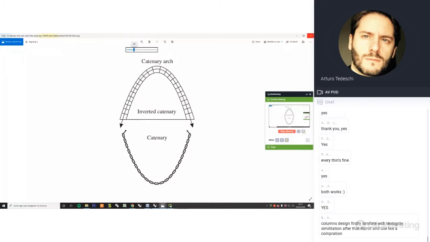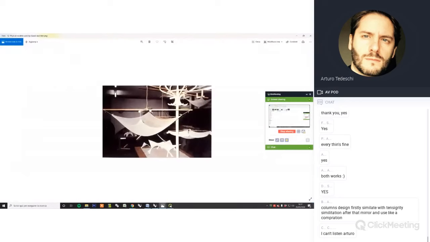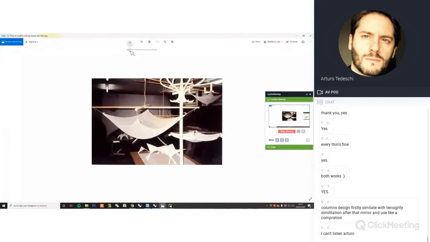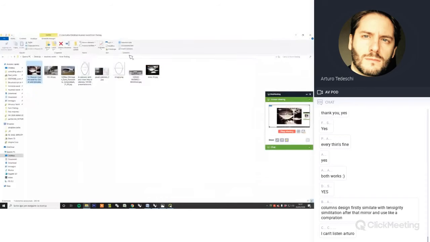If we go from a simple analogy like the catenary to something more complex, for example, this is a work by Heinz Isler, where you can see a kind of hanging membrane that was used in order to predict the behavior of a big vault that was actually built later on. You can see some pictures, for example, here.